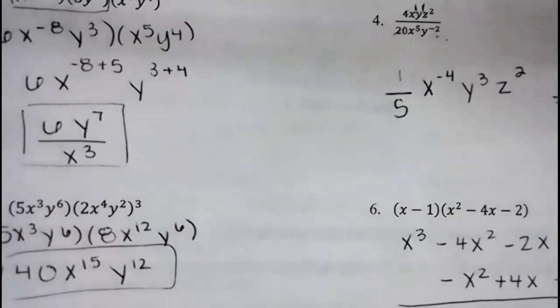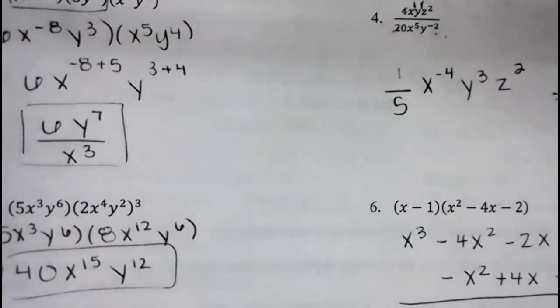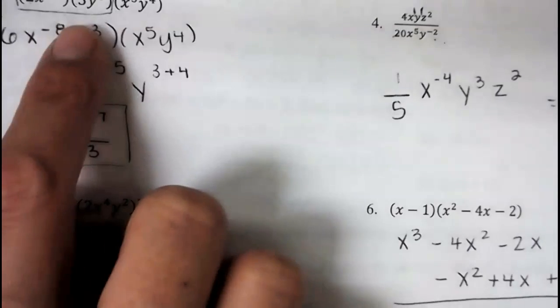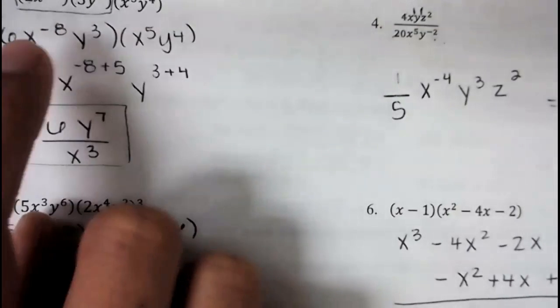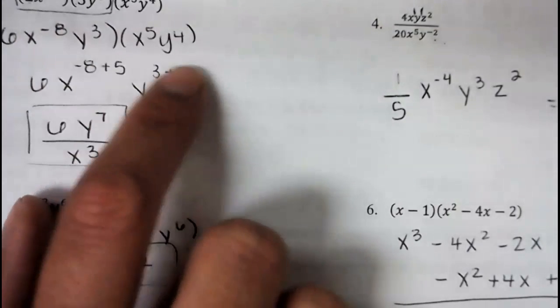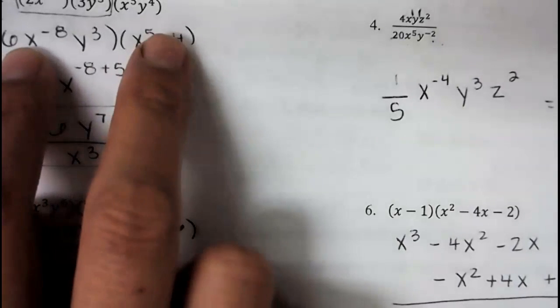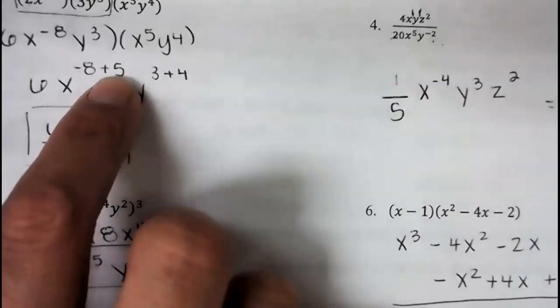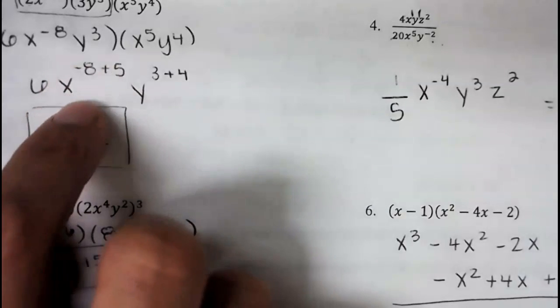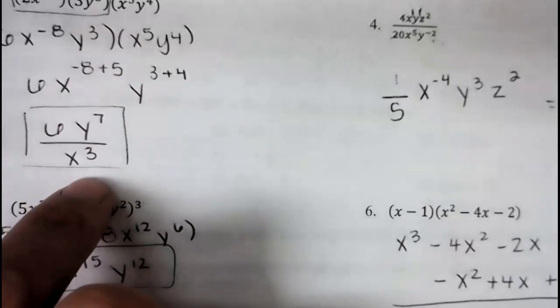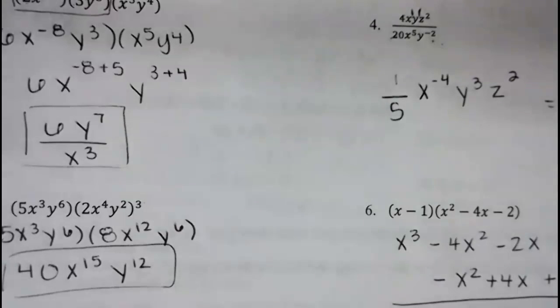Number 3, you were multiplying and combining your variables and powers again. So what I do in 3 is I picked the first 2 terms, multiplied them together. Then I took that new term and multiplied it by the last term. And remember that when you multiply like bases, you add the exponents. So that's what I was trying to show here, that you added the exponents of the x's and the y's to get 6y to the 7th over x cubed.